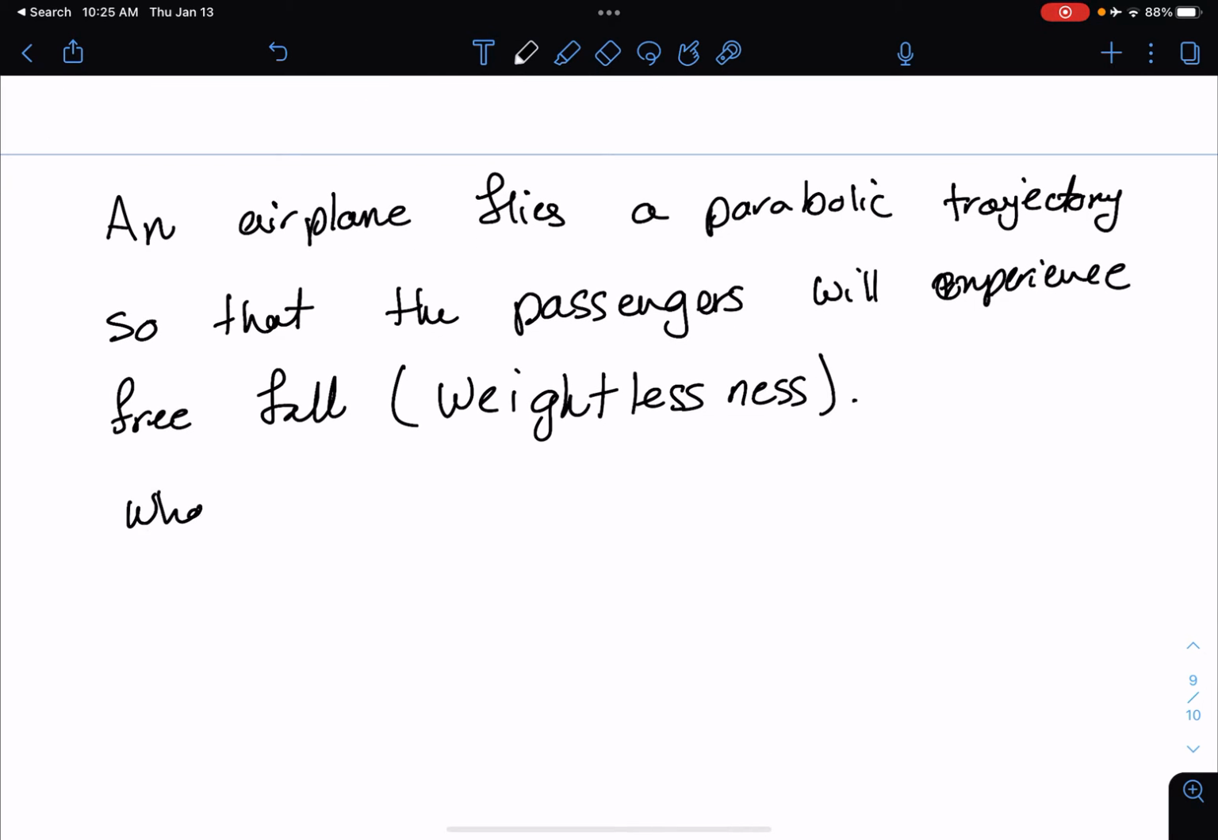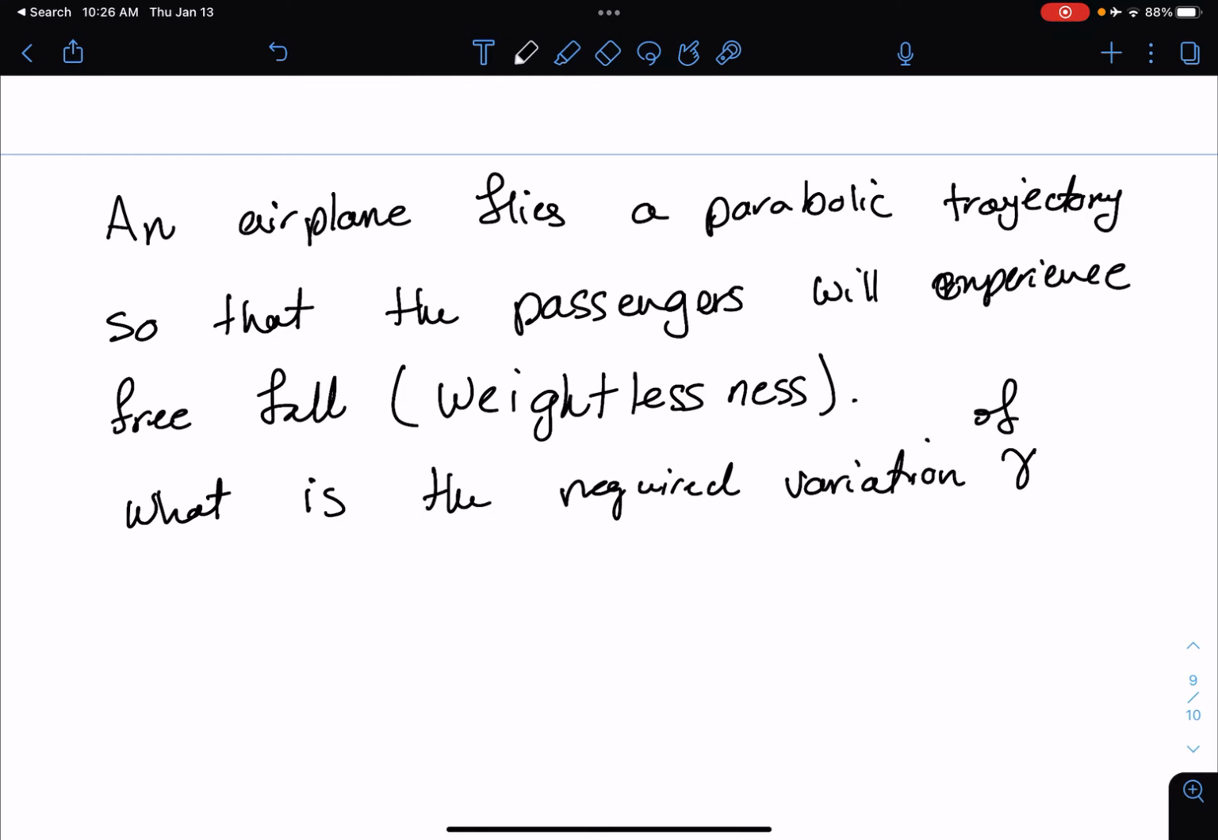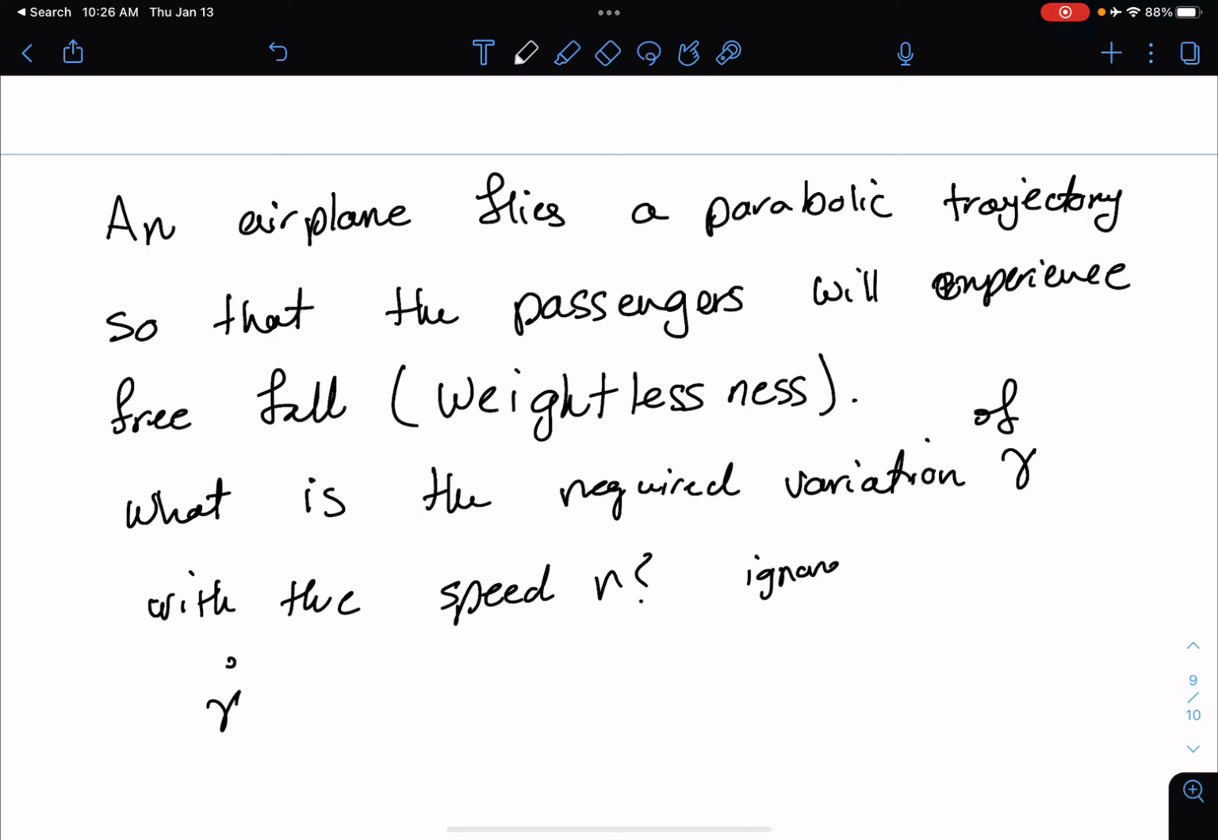And we want to know what is the required variation of the flight path angle with the speed. So we're going to find the function gamma naught essentially, and you are to ignore the curvature of the Earth.